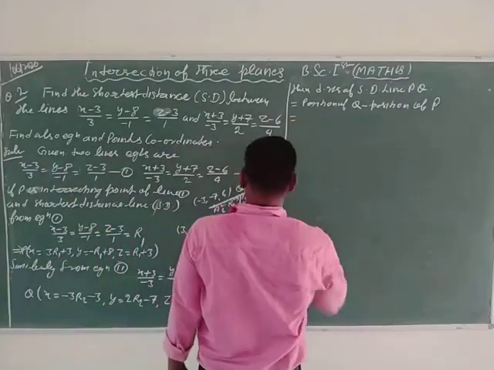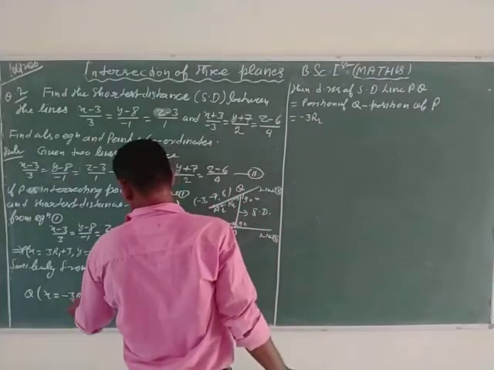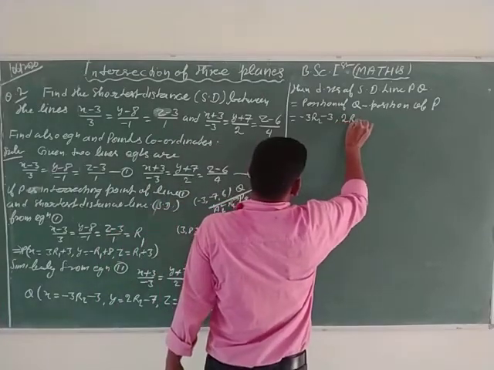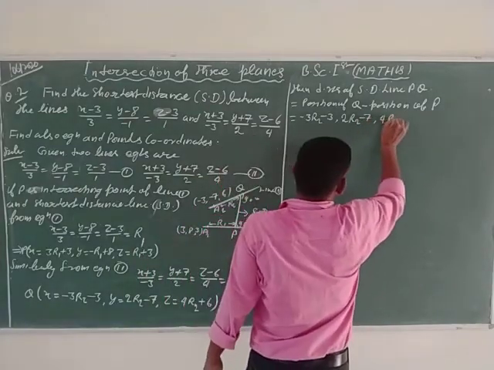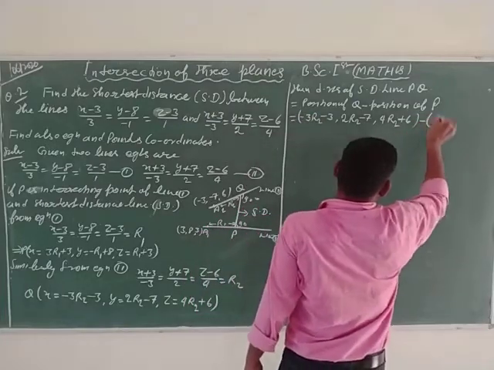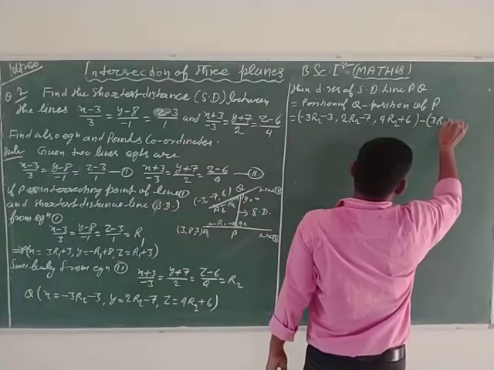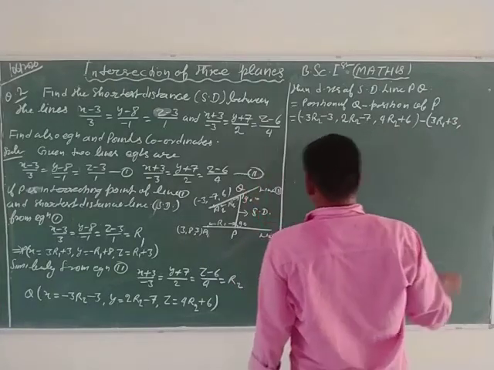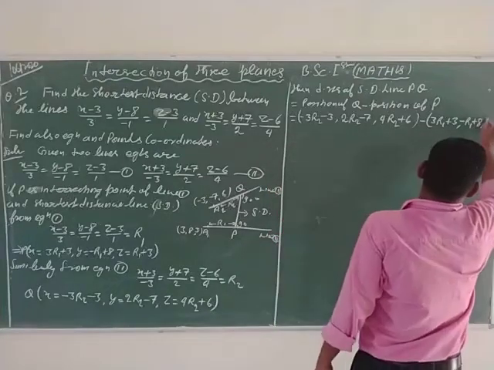So putting these values here, the coordinates of Q are minus 3 R2 minus 3, then 2 R2 minus 7, and the third is 4 R2 plus 6, in brackets, minus the coordinates of point P, which are 3 R1 plus 3, then minus R1 plus 8 as the y component, and at last the z component is R1 plus 3.